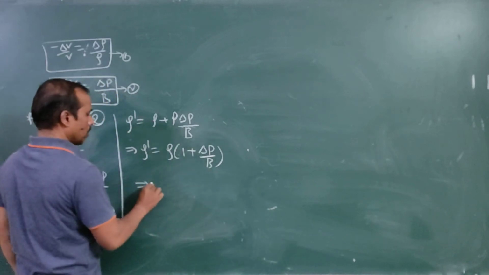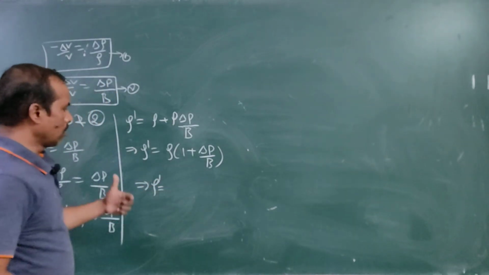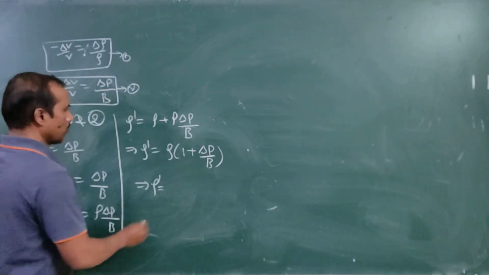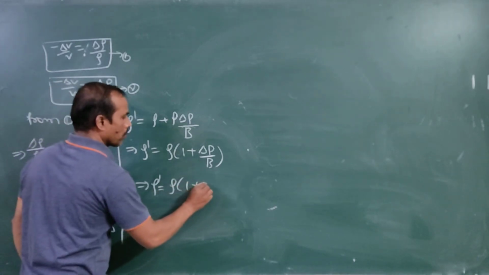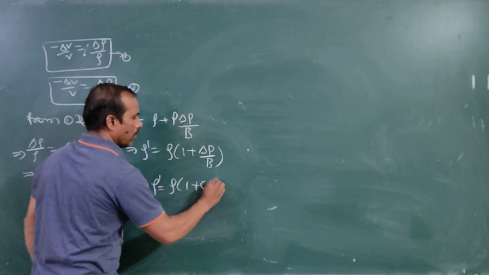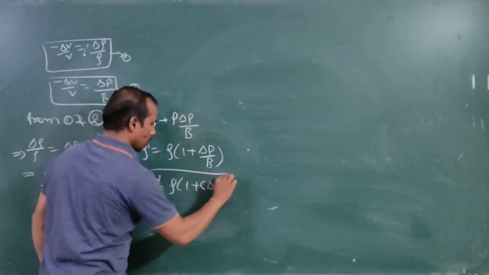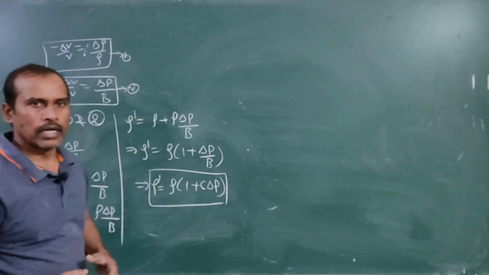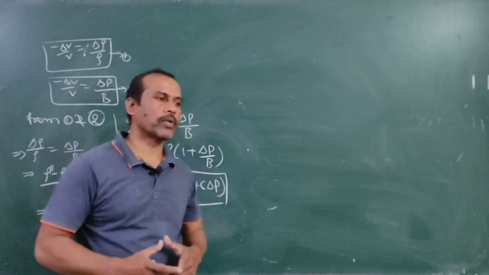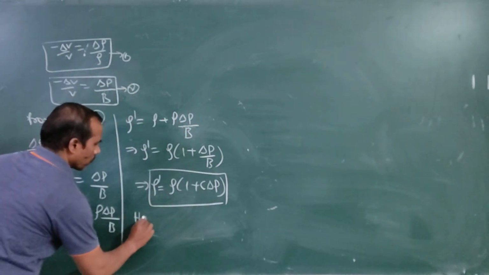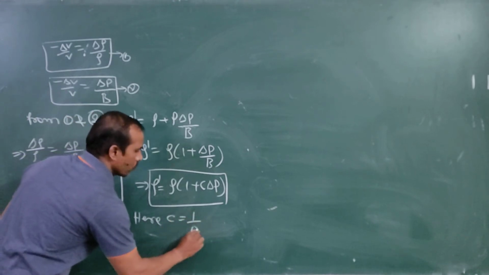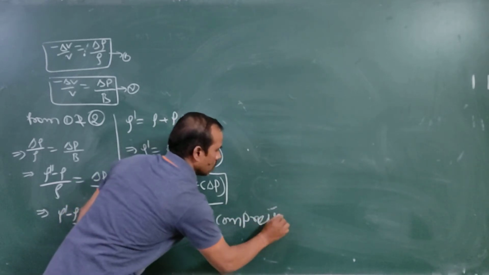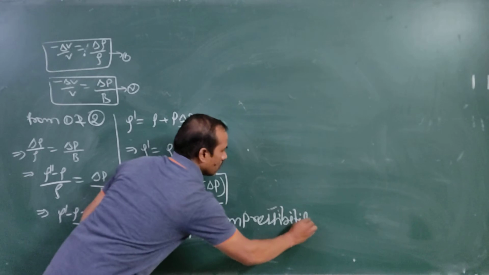So finally, the density of the fluid after compression, rho prime, is equal to rho into 1 plus C delta P. Here C is a constant. This constant is the compressibility. So C is equal to 1 by B. That means compressibility.